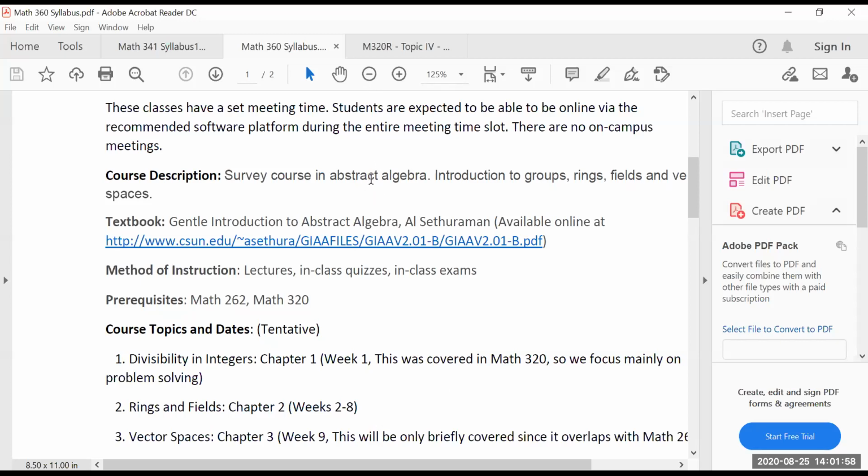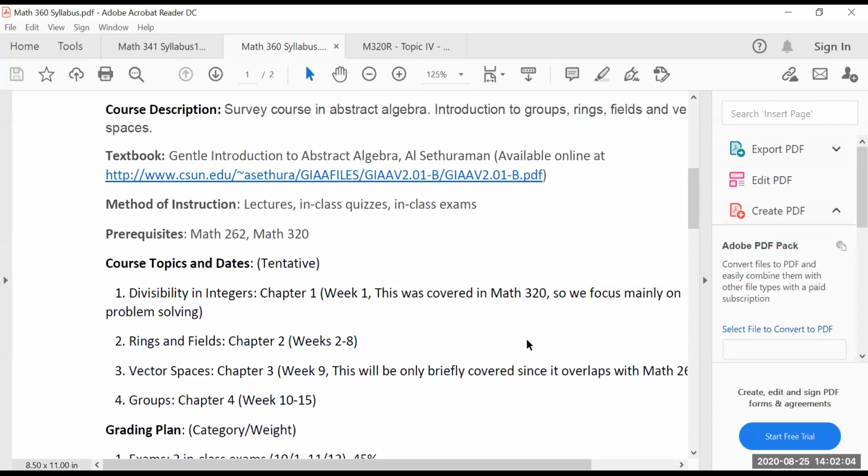This is a survey course in abstract algebra, introduction to groups, rings, and fields and vector spaces. The textbook is A Gentle Introduction to Abstract Algebra by Professor R. Sethuraman. You can click the link to get the textbook, or you can log into the Canvas and click the Files tab. And I uploaded the textbook there too, so you can download from there.